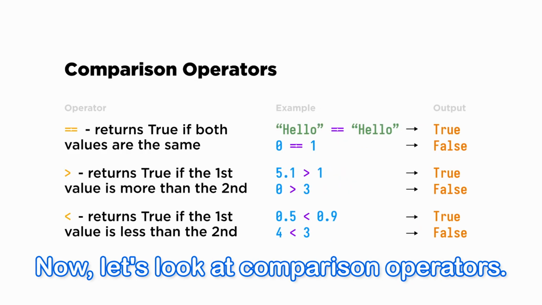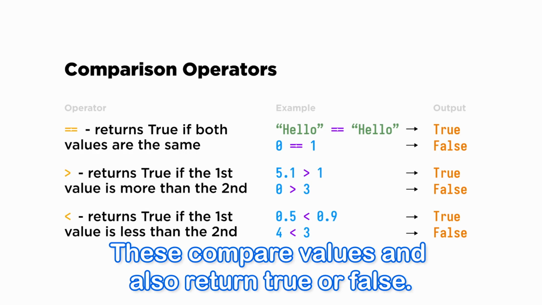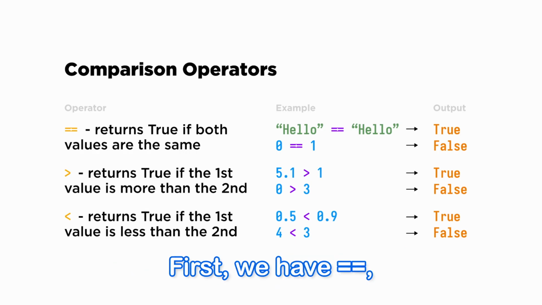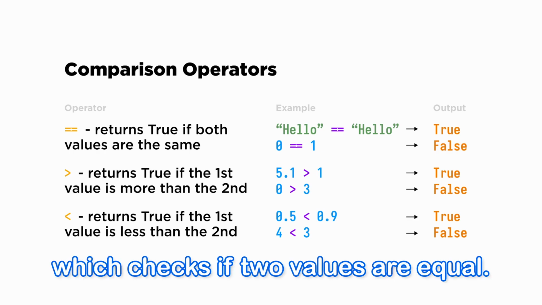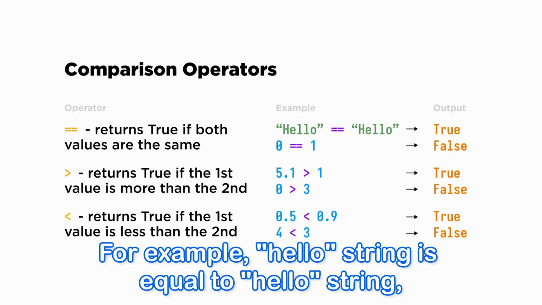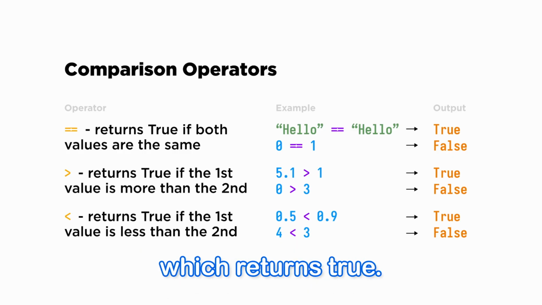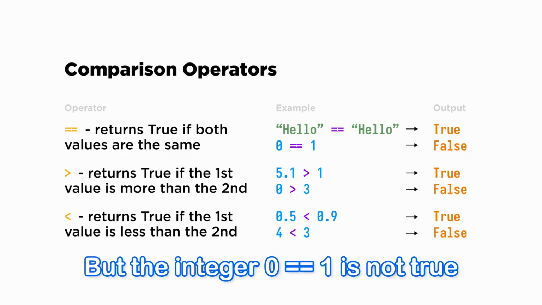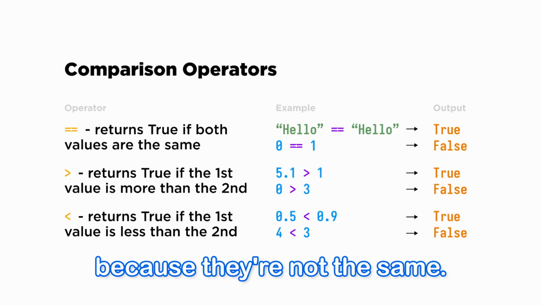Now, let's look at comparison operators. These compare values and also return true or false. First, we have equals equals, which checks if two values are equal. For example, the string hello is equal to the string hello, which returns true. But the integer 0 equals 1 is not true because they're not the same.